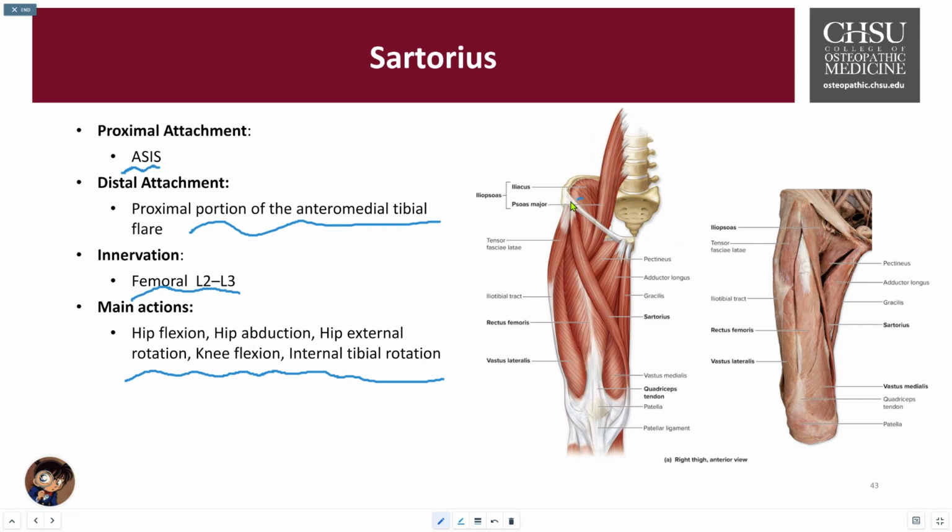Shown here is the sartorius muscle, the longest muscle of the lower leg. It spans from the pelvic region all the way down to the tibia.